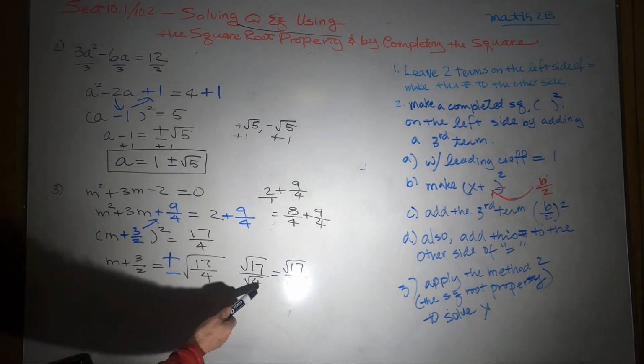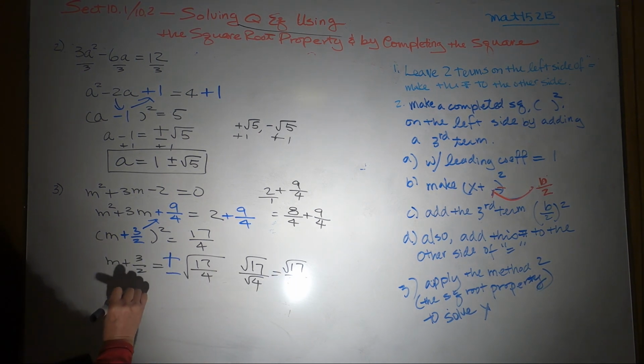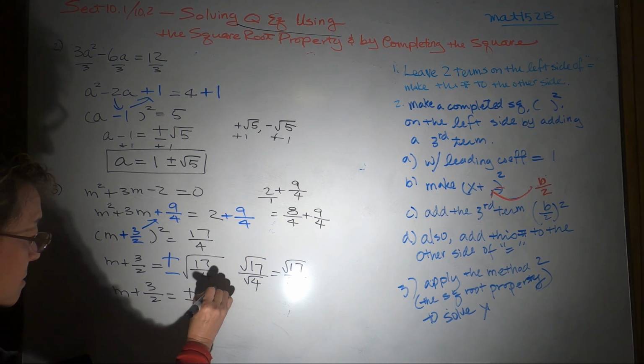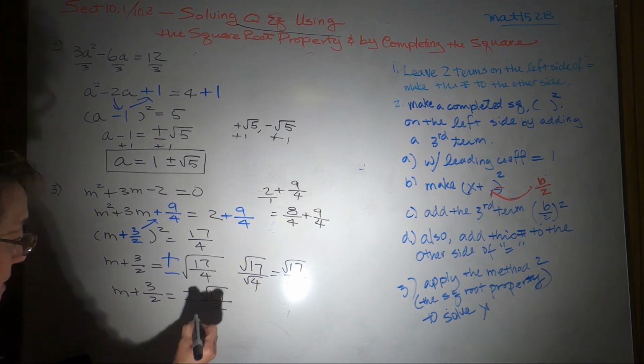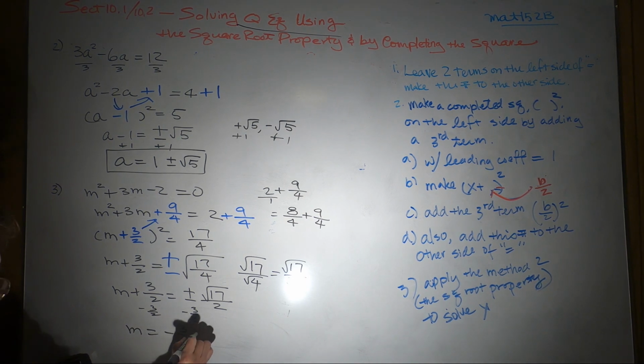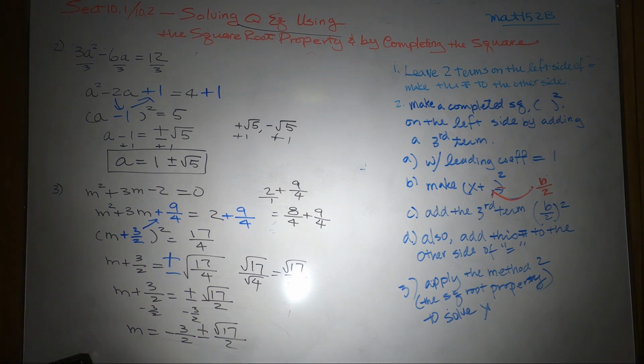Because square root of 4 is a good number. So you have m plus 3/2 equals what? Plus minus square root of 17 over 2, right? Then you minus what? 3/2 on each side, but they are not like terms. You don't combine them. So your m is what? Negative 3/2 plus minus square root of 17 over 2.